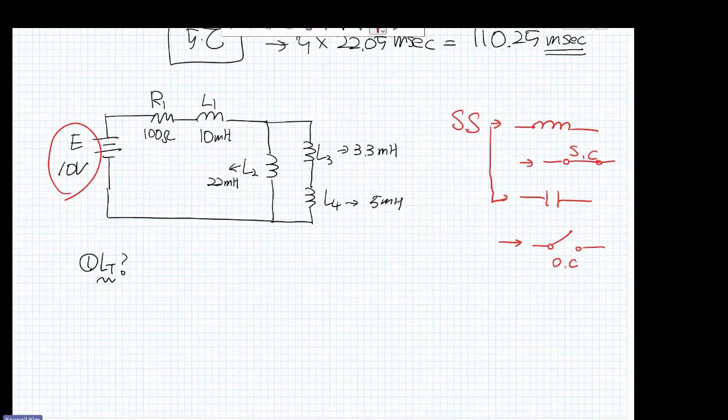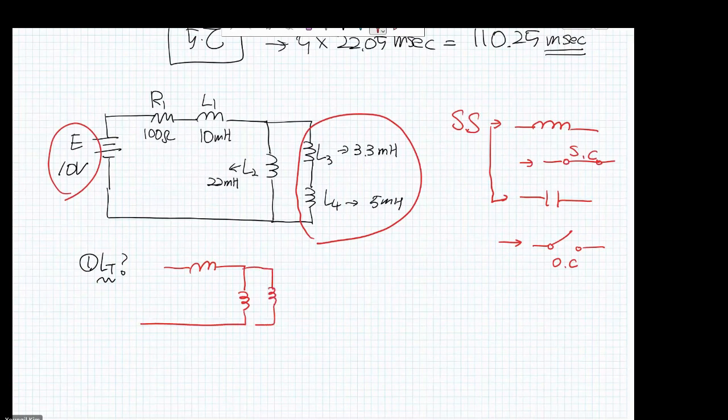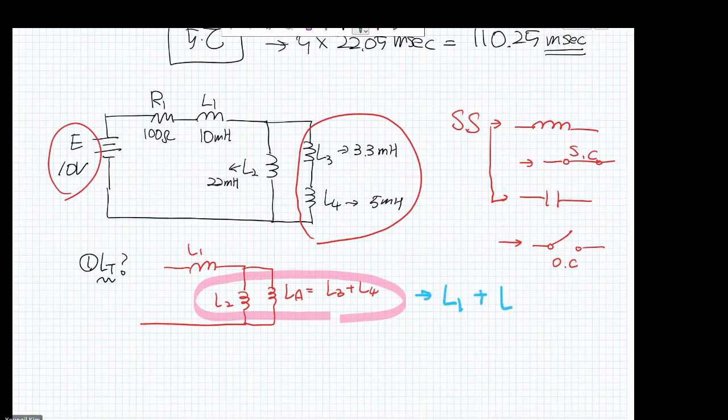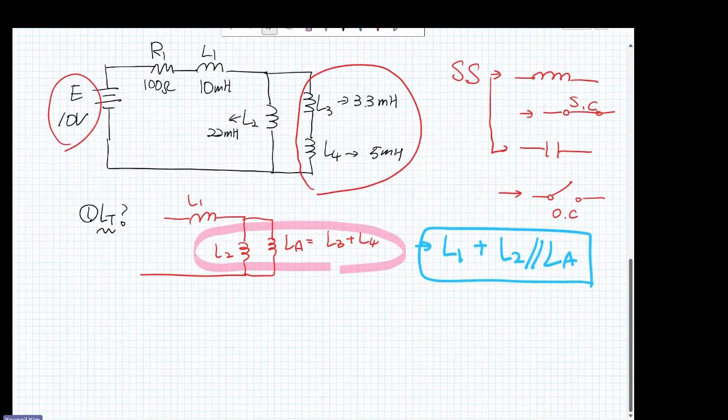So step one here: L sub A is L sub 3 plus L sub 4. And then here, this is the parallel, right? So L sub 1 plus L sub 2 in parallel with L sub A. That is the answer. I'm going to skip the calculation. We don't have much time. I expected today's lecture to be just a review for 1 hour.